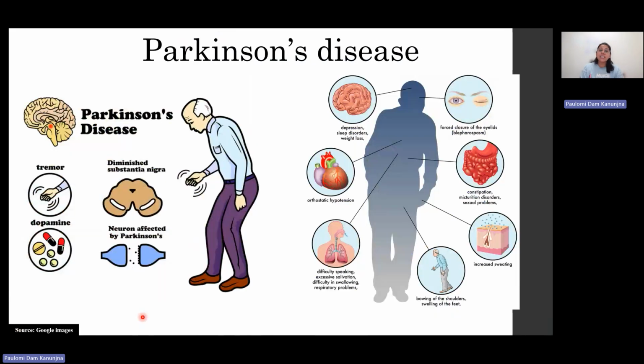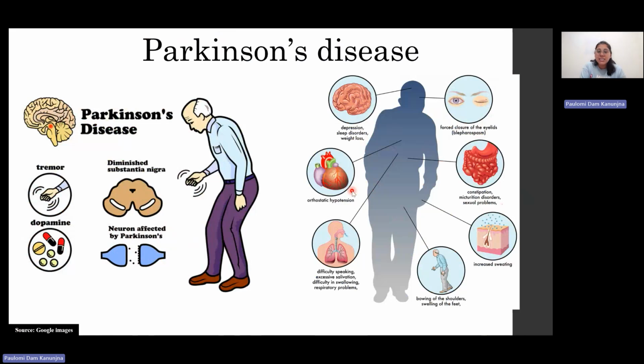The next one that we discussed was Parkinson's disease, where these patients are characterized by excessive shaking of their hands. So you have tremors. The main problem here is the diminished substantia nigra, and you have these neurons which are problematic. Along with the shaking, what you see, they have ptosis, so their eyelid is closed in one part. They have constipation, they have high sweating, they have depression, they have sleep disorders, right?